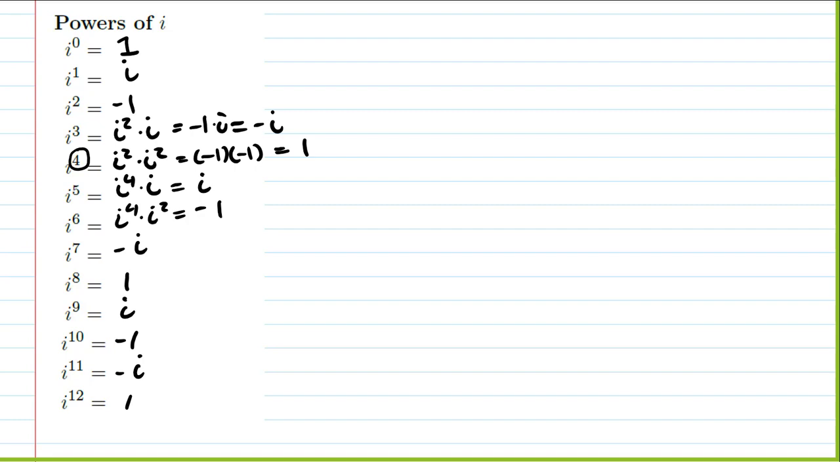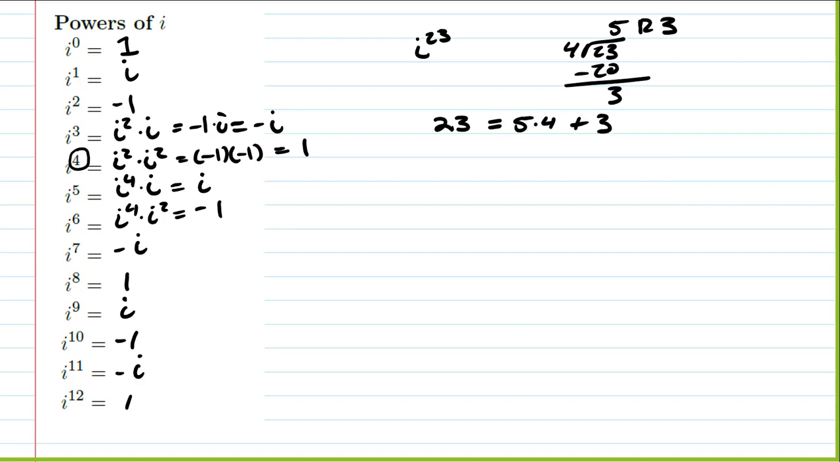So just as an example, if I had i to the 23rd power, I can rewrite 23 by going 4 divides into 23, goes in 5 times. 20, we subtract 20, we get 3, so we have a remainder of 3. So 23 is then the same as 5 times 4 plus 3. So then i to the 23rd power is the same as i to the 5 times 4 plus 3.